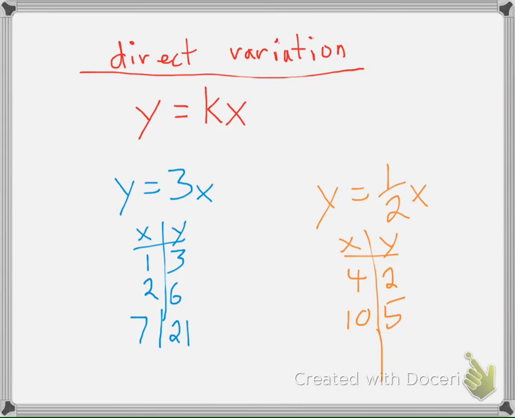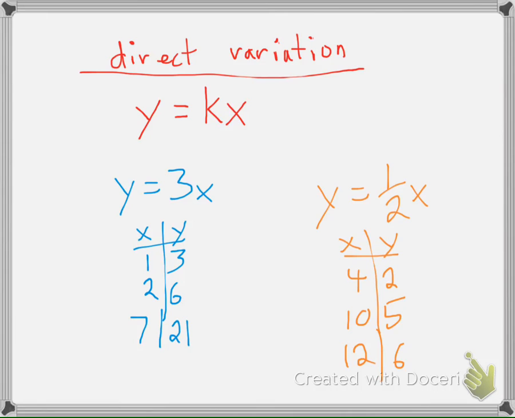Multiplying by a half makes it get smaller by a half. If I did 12, y equals half of 12, which is 6. So again, this is direct variation because there's a direct relationship.